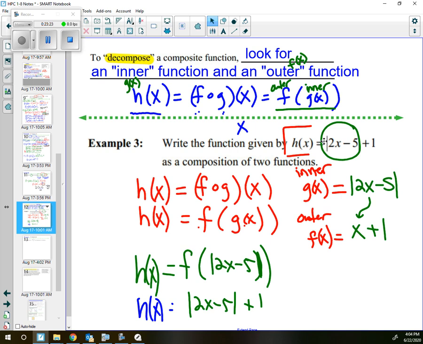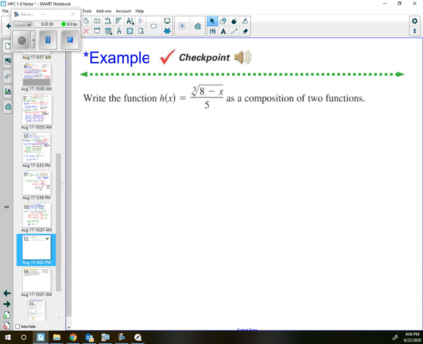So I'm going to have you try another one. And once you do a few of these, you do get better at it. It's almost like thinking about a puzzle and what pieces would have to come together to make this happen. So we're going to try another one.